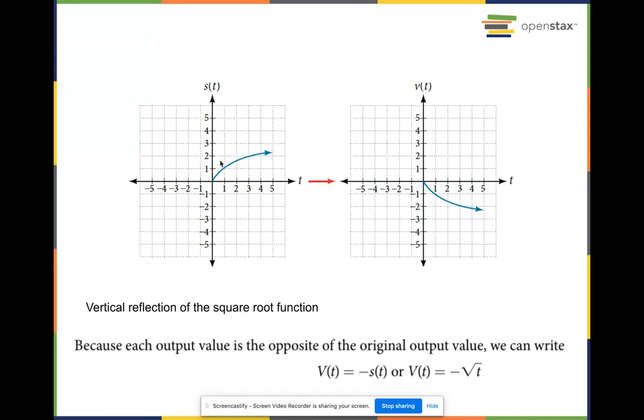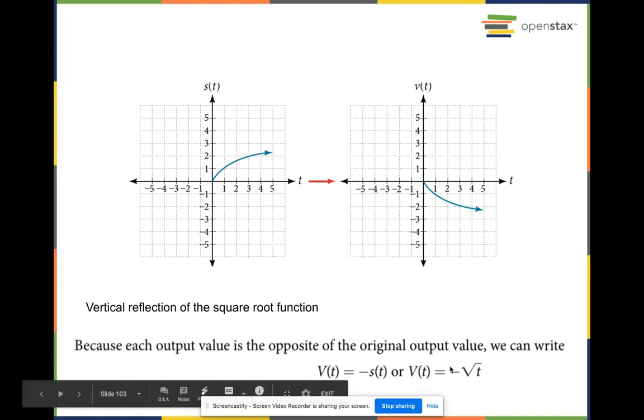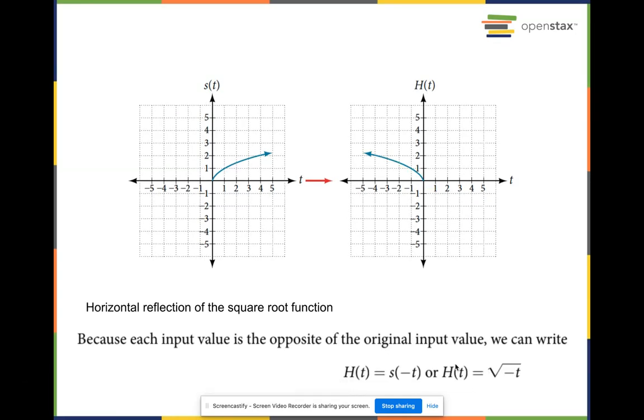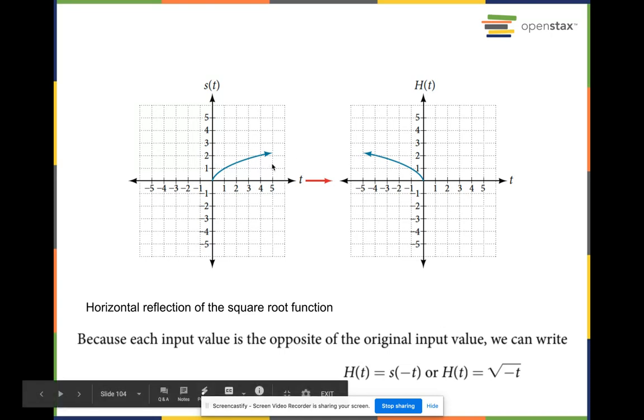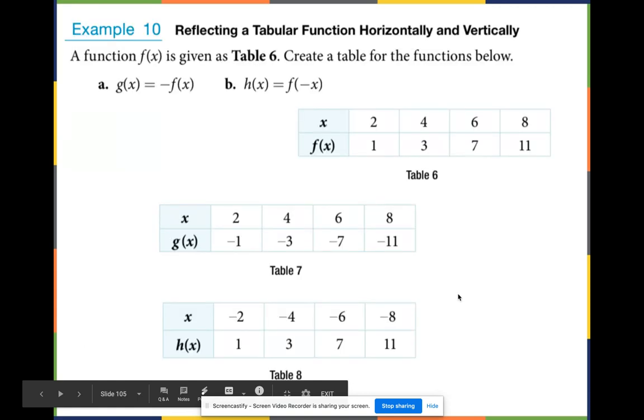Here's an example. We have the square root function, and if we have a vertical reflection, it used to be above the x-axis and now it's below. We would write that as minus the square root of t. The minus sign is outside of the original function. That's a vertical reflection. But if we did a horizontal reflection and reflected it across the y-axis, our new function h of t would be the square root of minus t, where the negative sign goes inside of the original function.